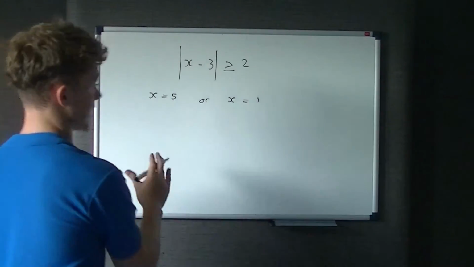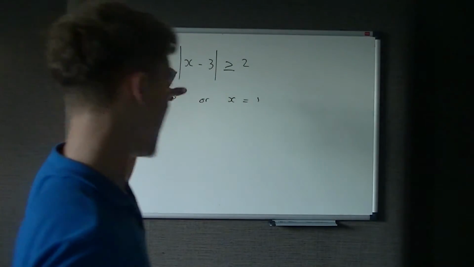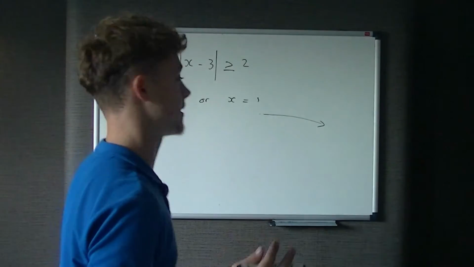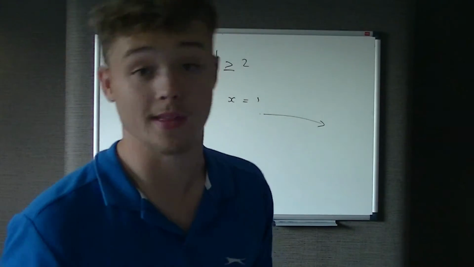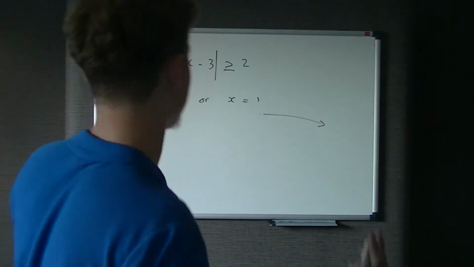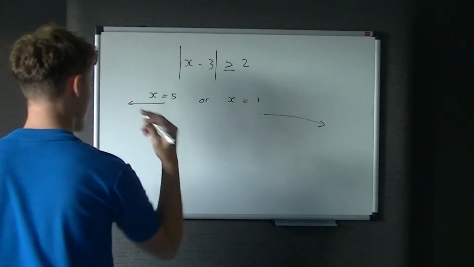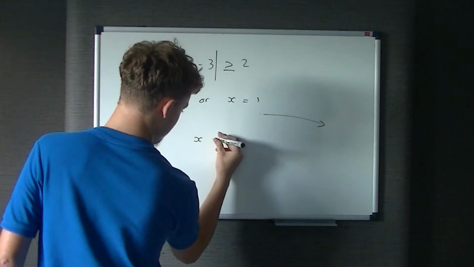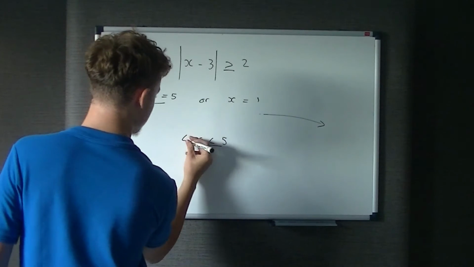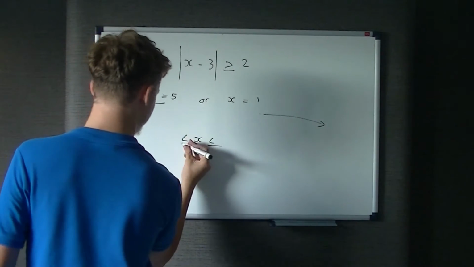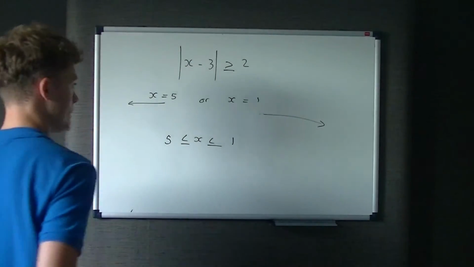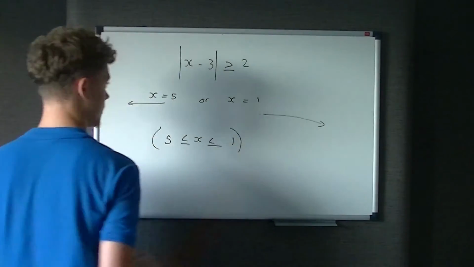Now we could continue to go the other way. So x take 6, 6 take 3, that's 3, larger than 2, so that satisfies this. Or we could go backwards from 1. So x equals 0, 0 take 3 is minus 3, changes it to positive 3, that's larger than 2. So how can we summarise this into an inequality sentence? We want x to be larger than or equal to 5, or less than or equal to 1. So that satisfies that inequality there.